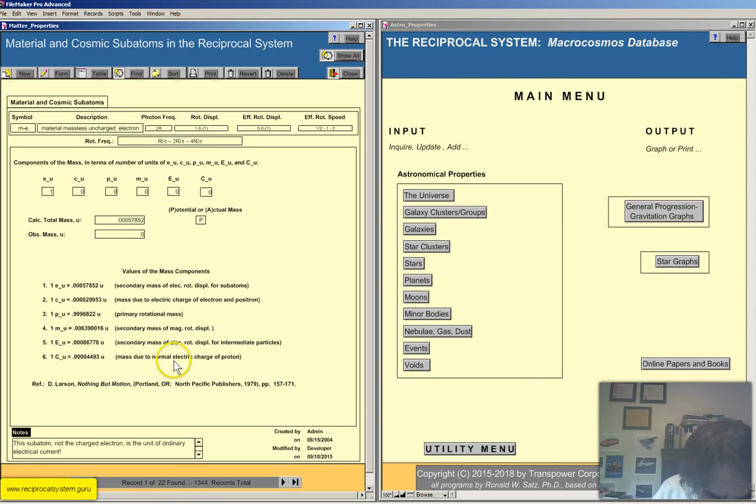And the mass due to the normal electric charge of the proton, well, that's 0 too. So the calculated total mass here is this, but it's potential, not actual. So keep that in mind. It's potential only, all right? And that potential just comes from the 1 E sub U. Right, let's just look at another particle here.